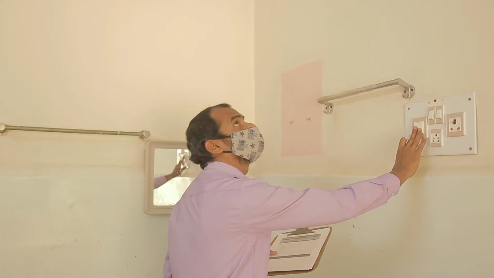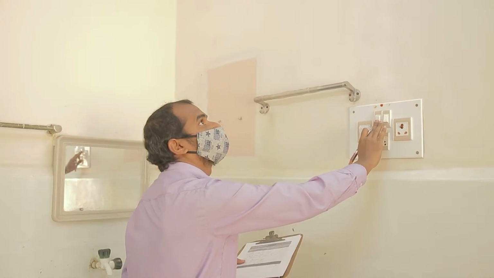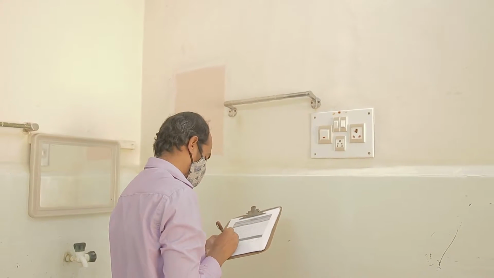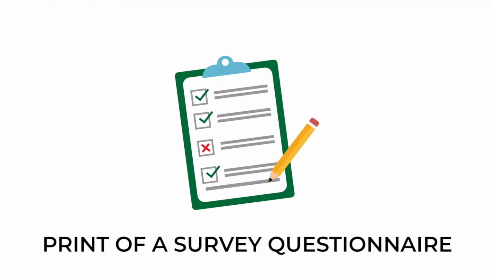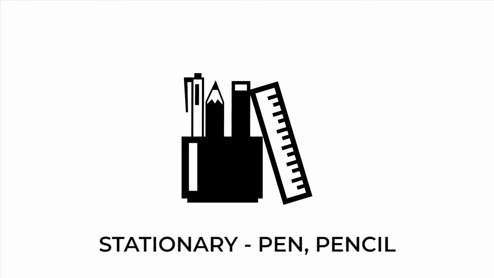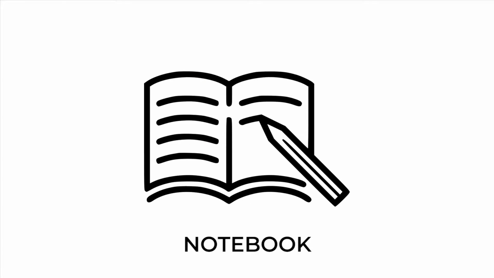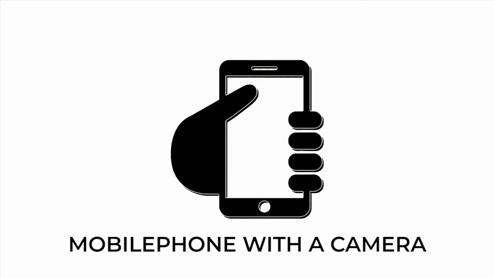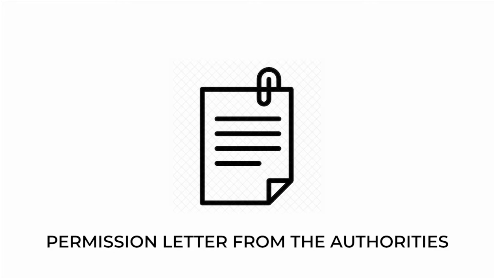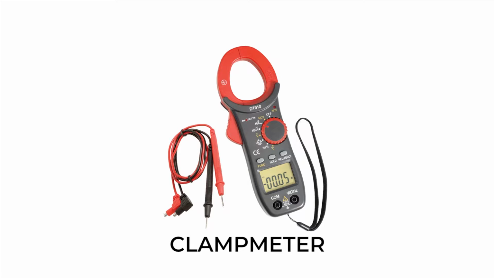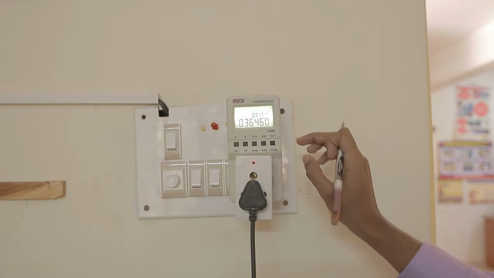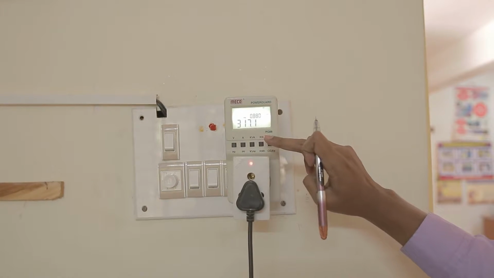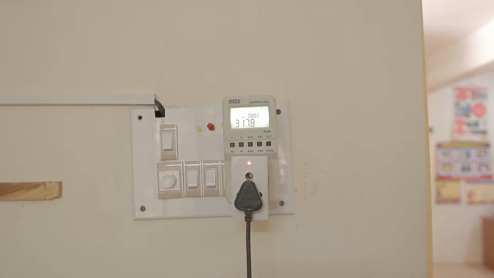Before we get started, it is important for the auditor or surveyor to make sure that she is carrying the following tools with her: print of a survey questionnaire, stationery, pen, pencil, notebook, mobile phone with a camera, permission letter from the authorities, mask, sanitizer, clamp meter. If available, a clamp meter is the device used to measure the voltage, current, surge of the equipment.